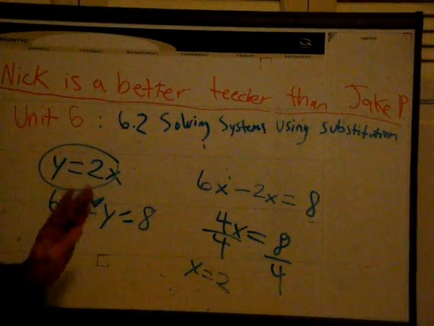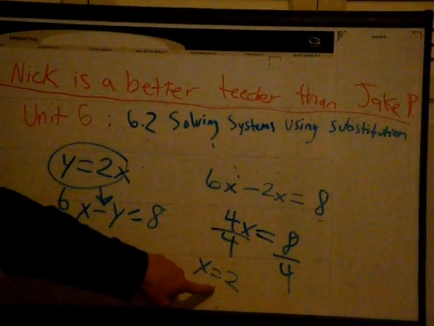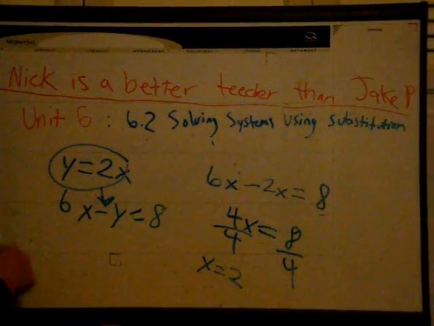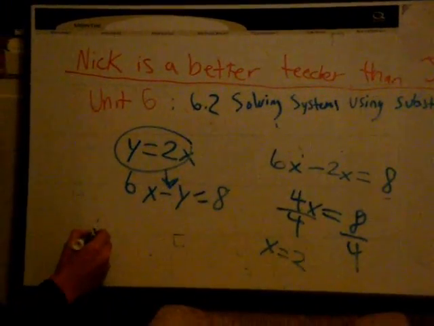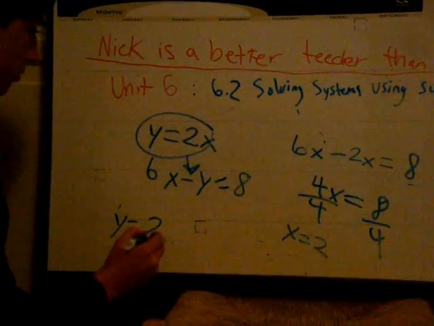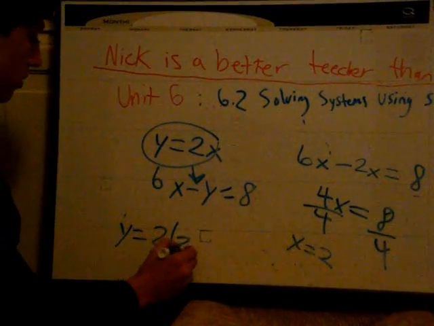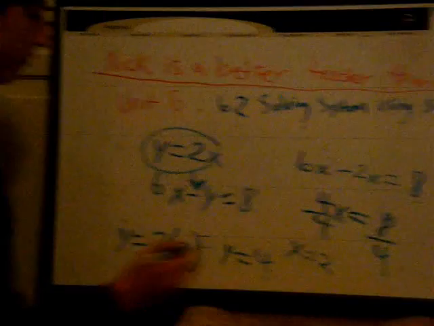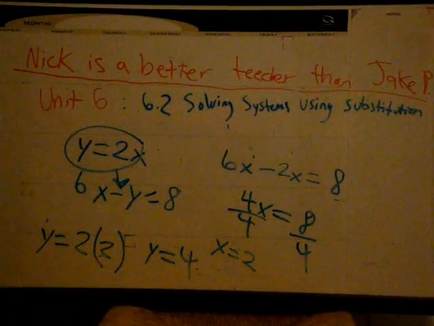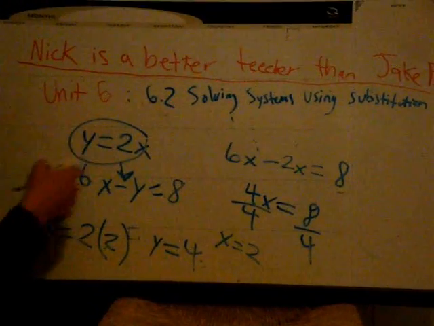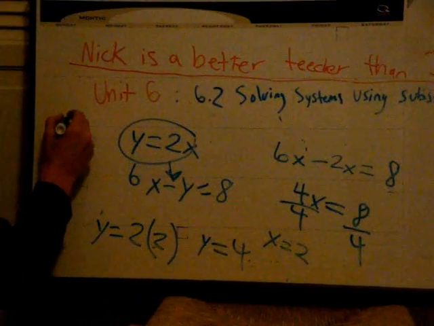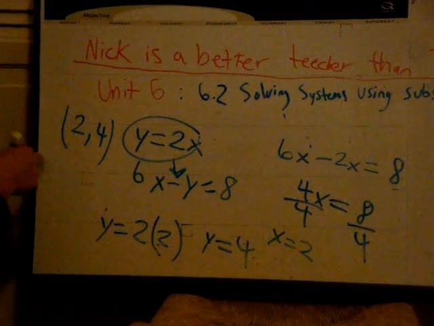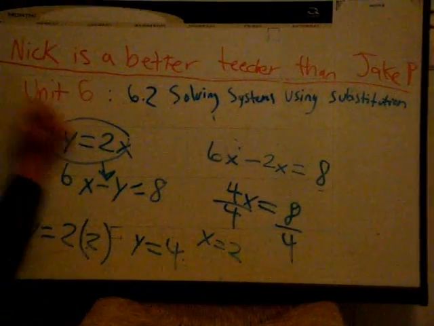And that's one, but we're not done yet. We have to plug this back into this now. So that would mean, let's go down here, y equals 2x, and then we're going to plug in x equals 2, remember? So plug in 2 there, multiply those, so y equals 4. So we have x equals 2 and y equals 4. So our solution to this is (2, 4). That's the answer. Okay, let me give you another example.